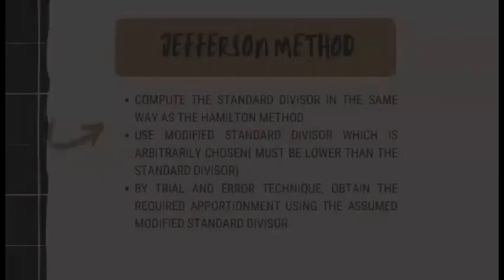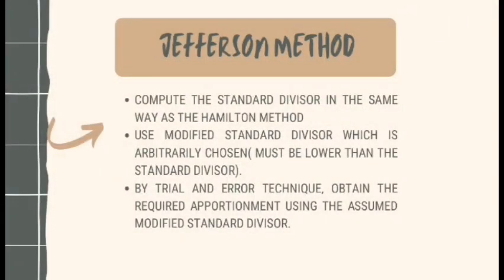The second one is the Jefferson method. The first step is compute the standard divisor in the same way as the Hamilton method. Then, use modified standard divisor which is arbitrarily chosen must be lower than the standard divisor. By the trial and error technique, obtain the required apportionment using the assumed modified standard divisor.